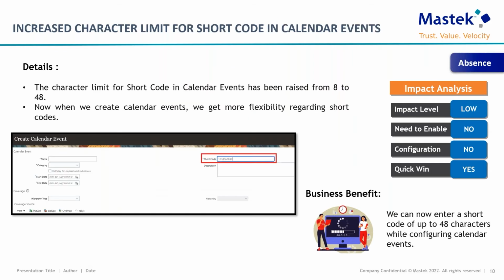Second is increased character limit for short code in calendar events. Earlier, the short code size, or number of characters allowed on the short code for this calendar event, was only 8 characters, but now Oracle has increased it to 48 characters. So the benefit we are going to get is that now we have more options, like we can give any name within a limit of 48 characters for the short code.